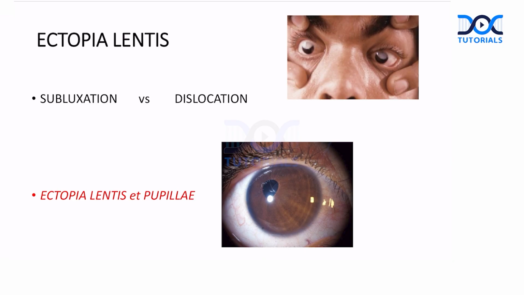Next for us is a very important condition in ophthalmology and in lens. We'll be talking about ectopia lentis. So, friends, what do you mean by the term ectopia? We have discussed earlier also ectopic, somewhere else, not in the normal place. So, lentis means lens. So, this is the condition where I can say the lens is displaced simply. Can I say there is a displacement of lens?